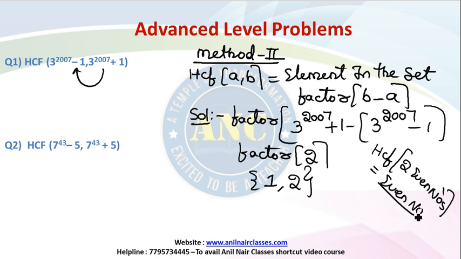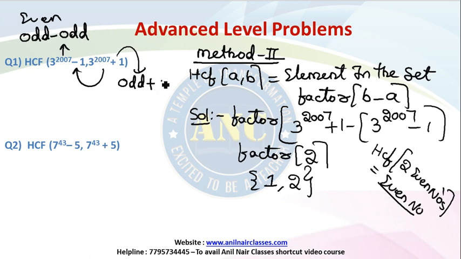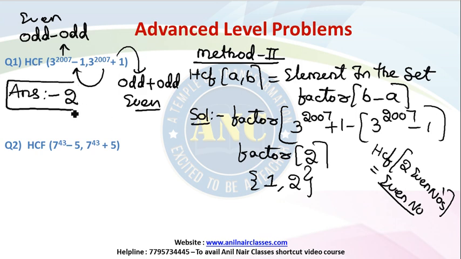HCF of any two even numbers, the answer will be an even number. 3 power 2007 is an odd number. 1 is an odd number. Odd minus odd is even. Odd power anything is odd, and 1 is also odd. What is odd plus odd? Even number. HCF of any two even numbers is always an even number. So the answer is nothing but 2.